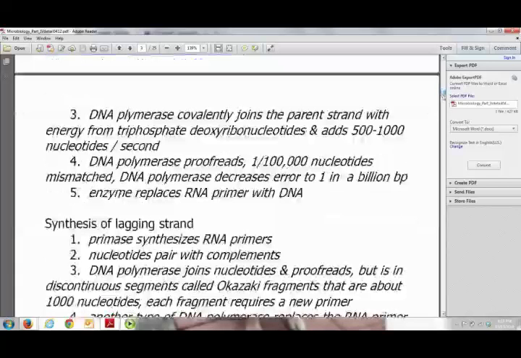The DNA polymerase is going to proofread, and it will find that naturally about 1 in 100,000 nucleotides is mismatched. The DNA polymerase will proofread it, and it will decrease the error to 1 in a billion base pairs. And finally, an enzyme will replace the RNA primer with DNA.